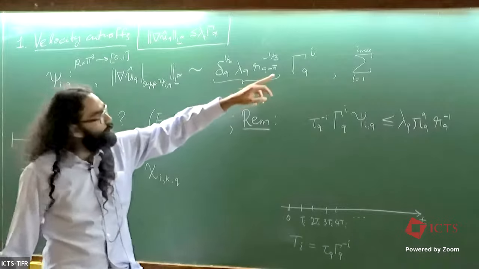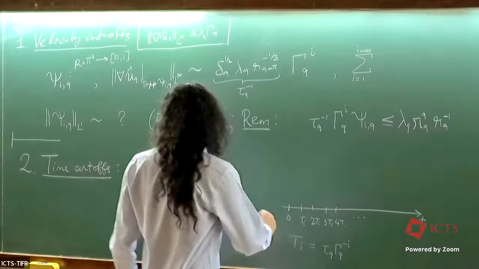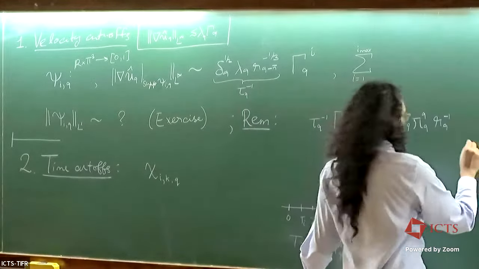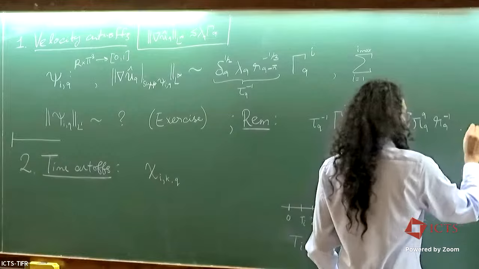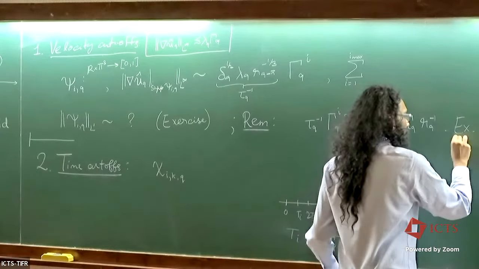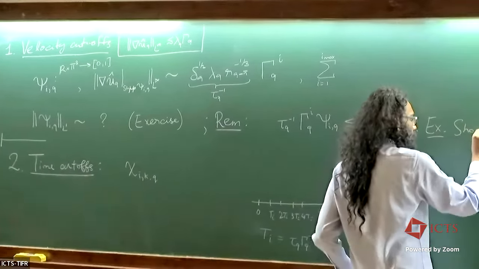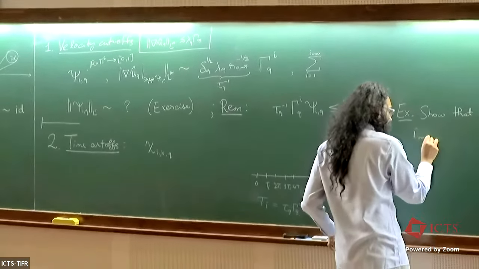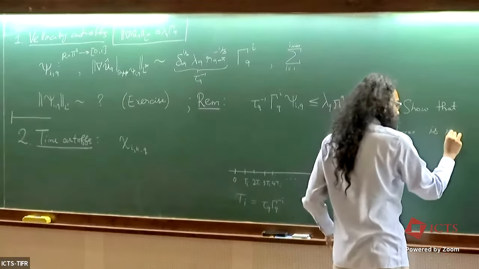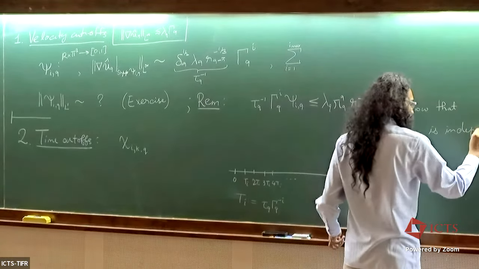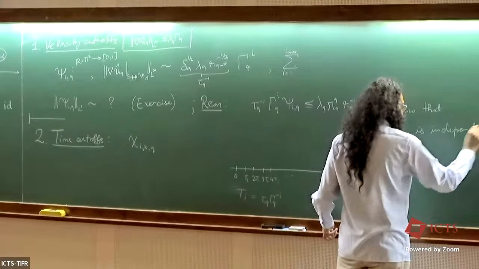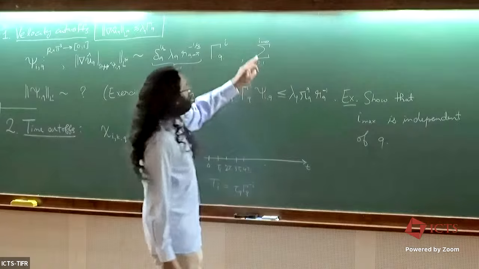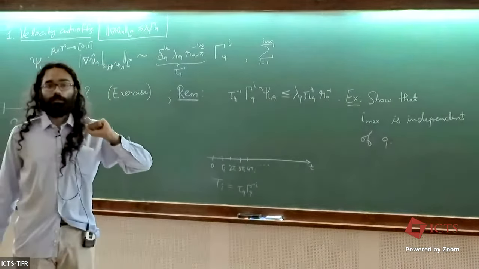And I guess this is also a nice exercise, maybe I'll write it here. Exercise: show that this I max is independent of Q. So this I max is actually some fixed constant in our scheme.